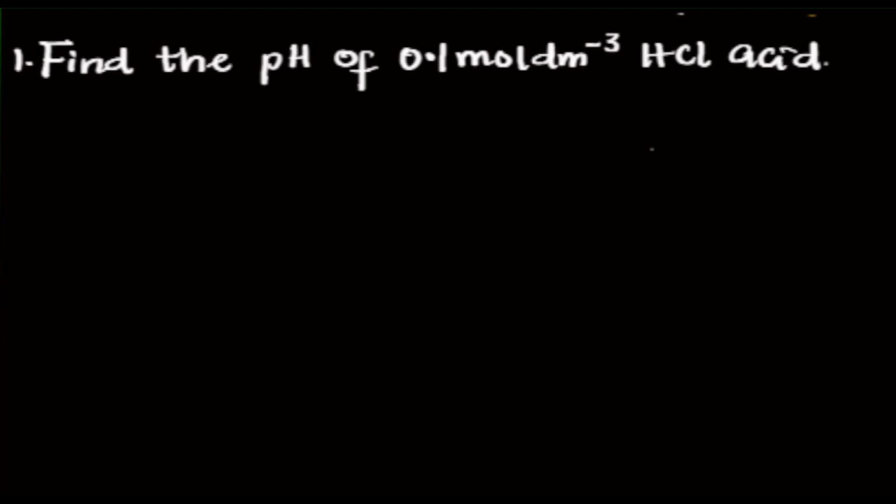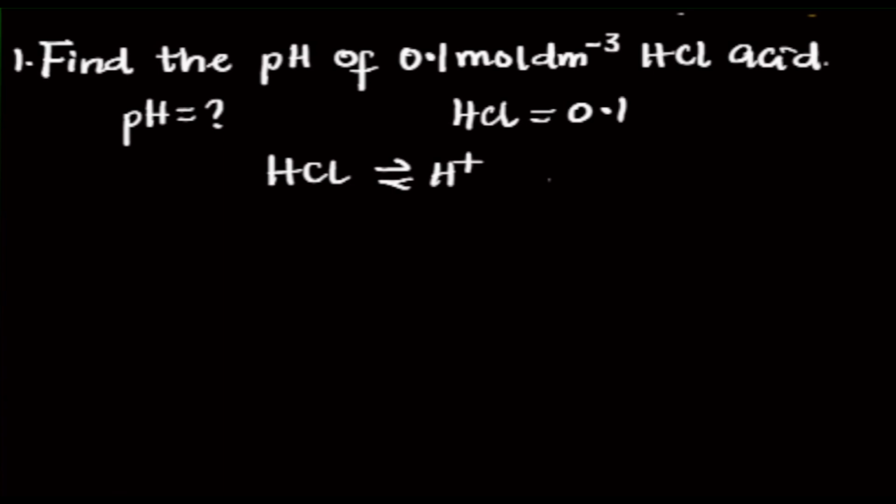Now, from this question, we are asked to find the pH of 0.1 hydrochloric acid. That means that the concentration of hydrochloric acid is 0.1. If you look at this hydrochloric acid very well, whenever it undergoes dissociation, it's going to dissociate into hydrogen ion, which is H plus, and also chlorine ion. And in that case, 0.1 of this dissociates to give 0.1 of this, and also 0.1 of this, as you can see.